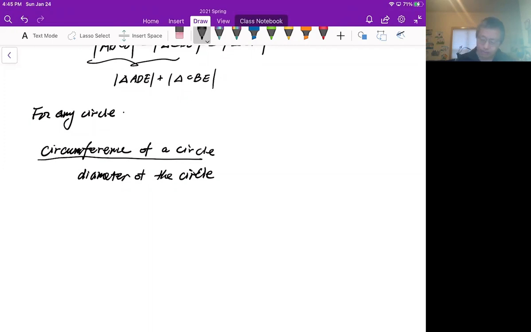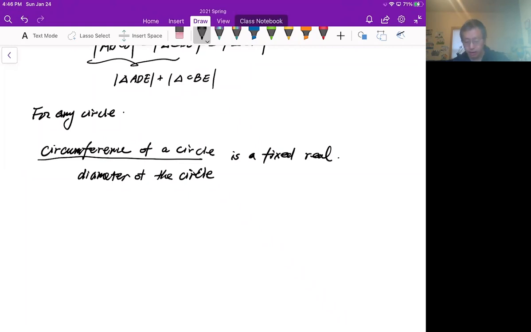And you might say, well, what happens if I have a bunch of circles? For any circle, the circumference of the circle divided by the diameter of that circle, why is this always a fixed number? This is a fixed real number, right? Why? I want to show why it's a fixed real number.